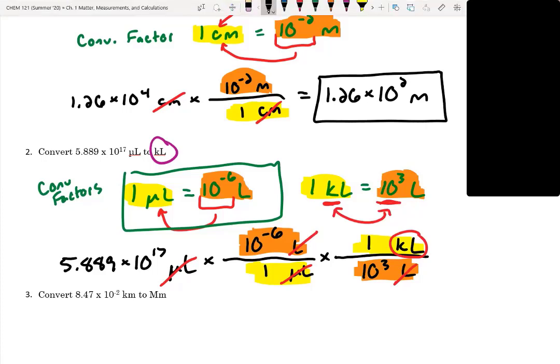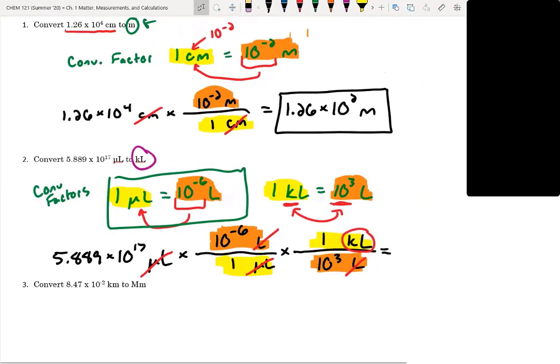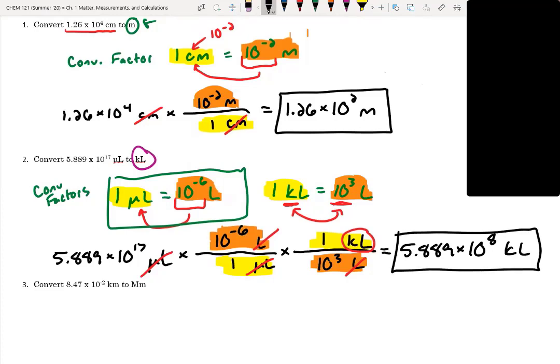So the correct answer for this one, if we type it into our calculator, should be 5.889 times 10 to the 8th kiloliters. Does this make sense so far for everybody? If you want, you can unmute your mic for a second. We can kind of touch base with everybody.